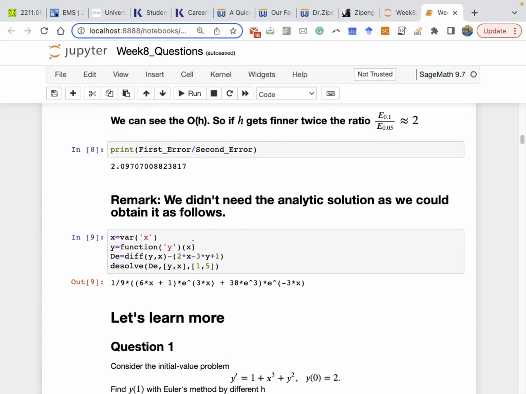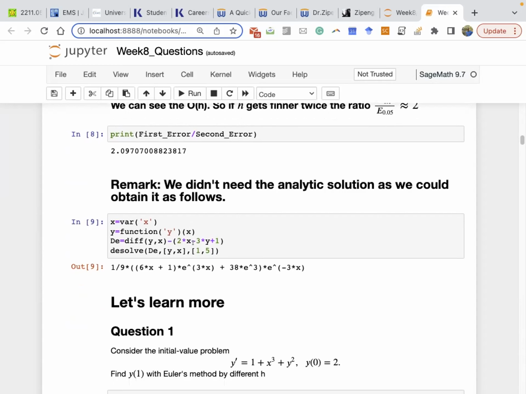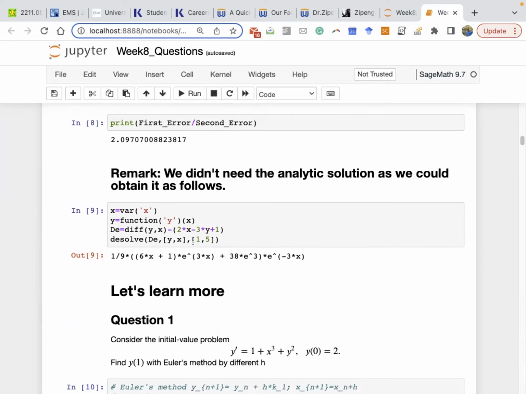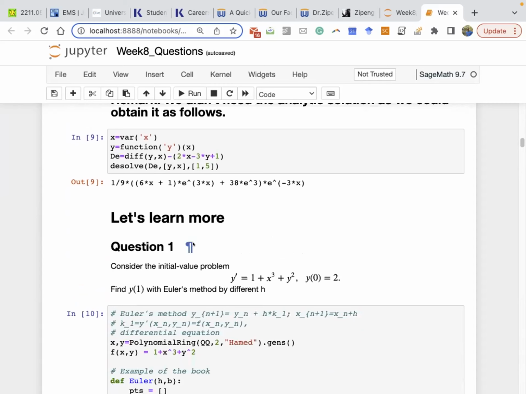Now we want to practice SageMath more. Number 1, the analytic solution. We didn't need that one because we are able to obtain it using this desolve. Okay, desolve, no arguments, no auxiliary package. So it is this guy, and if you simplify it, which I couldn't do in SageMath, but if you simplify by hand, you will get the same answer.